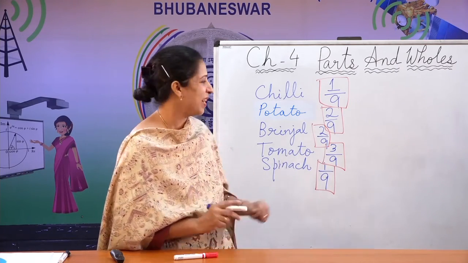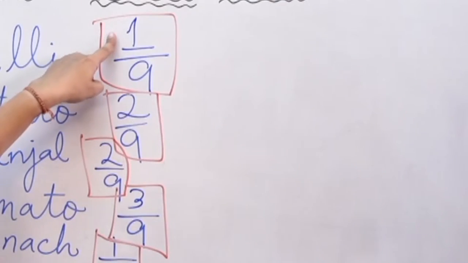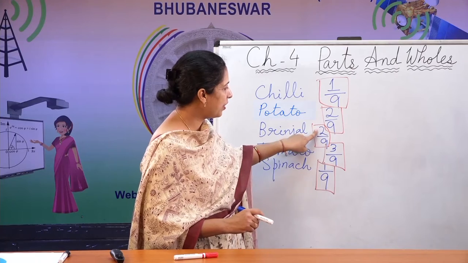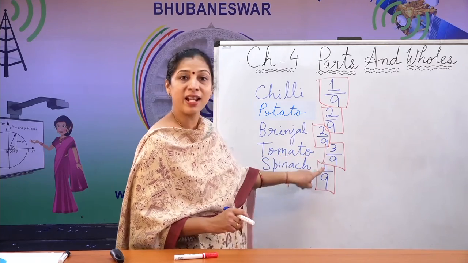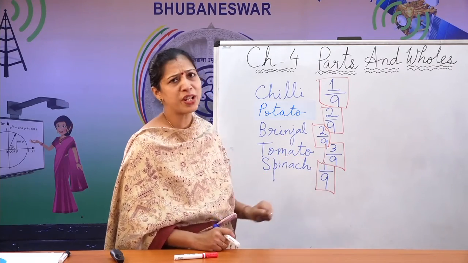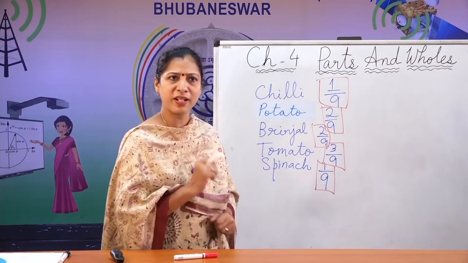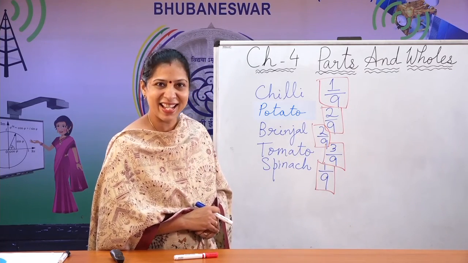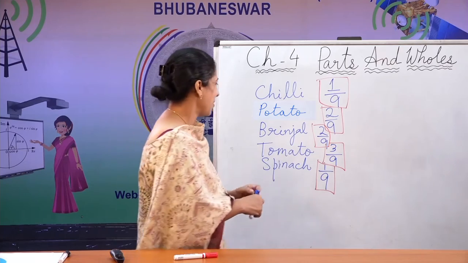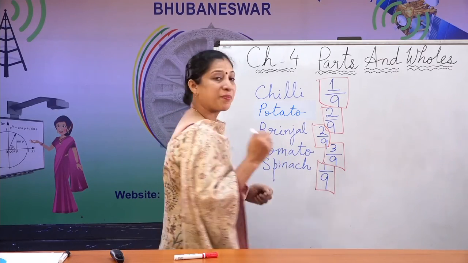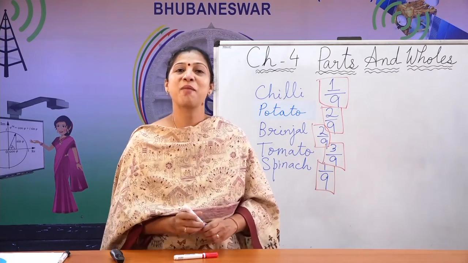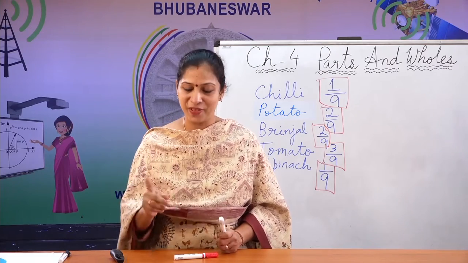Just find out, and they tell me this is 1 by 9, 2 by 9, 2 by 9, 3 by 9 and 1 by 9. So which number do you think is the largest, the upper number? Yes, it is tomato. So tomato is the vegetable which grows in the biggest part of this field.